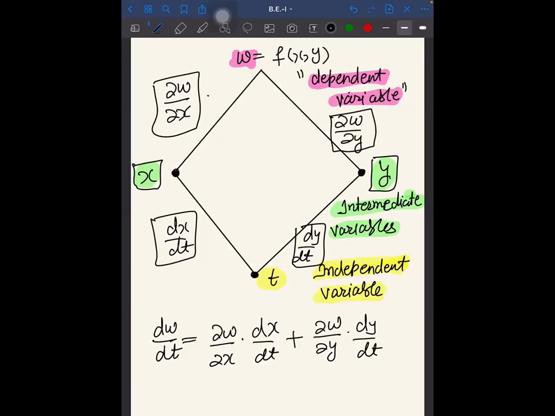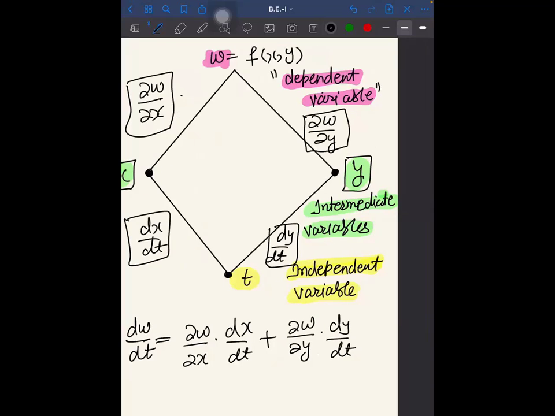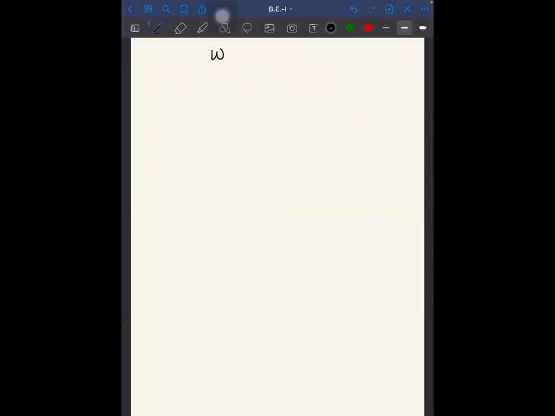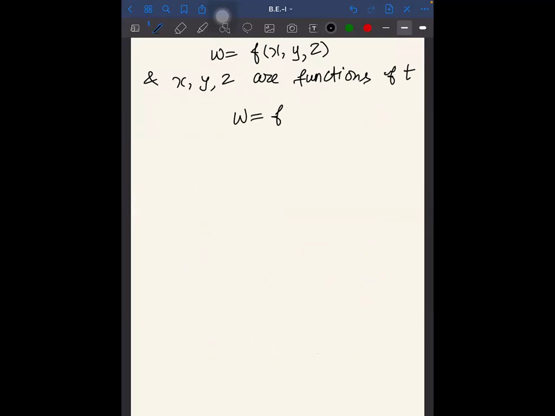So let's say now, if I have a function W which has three variables X, Y, Z, and X, Y, Z are all functions of T, then how do you construct the tree diagram? Can you tell me how many branches I'll make? Three, sir, three branches.